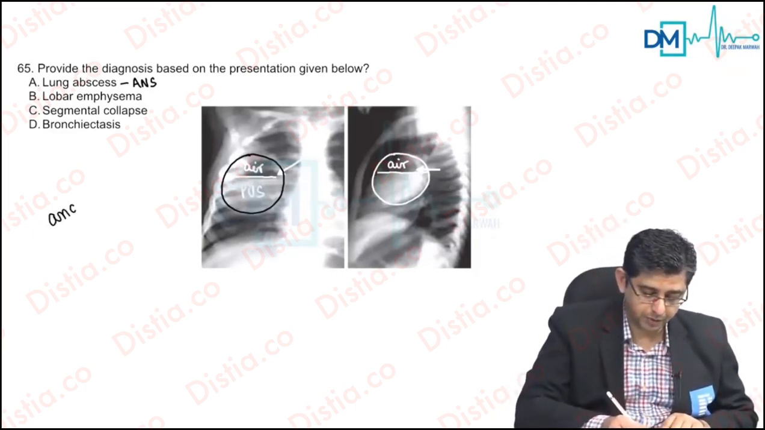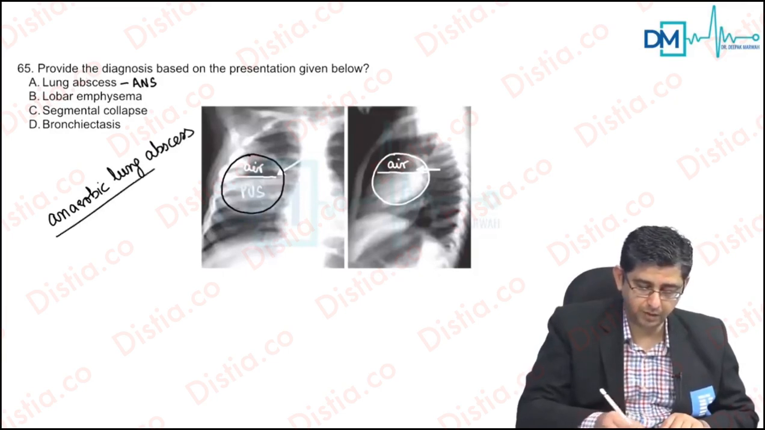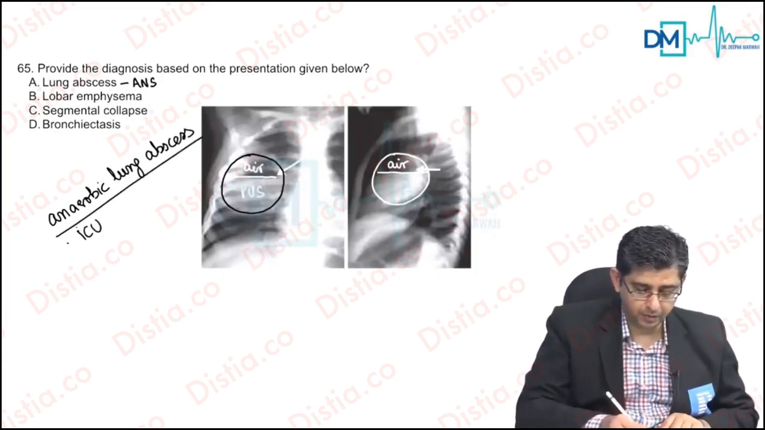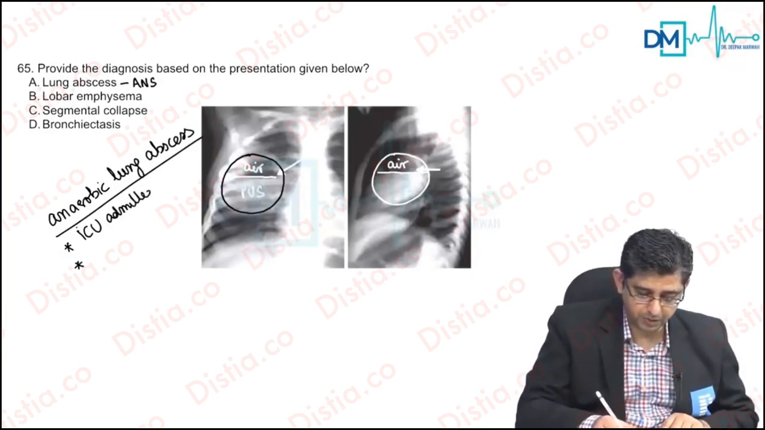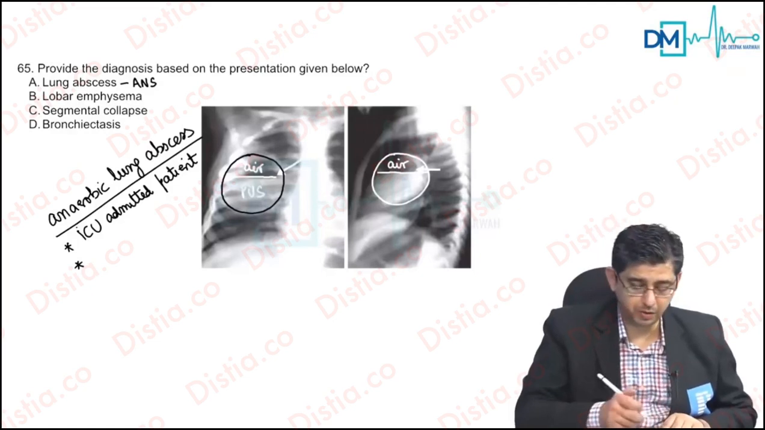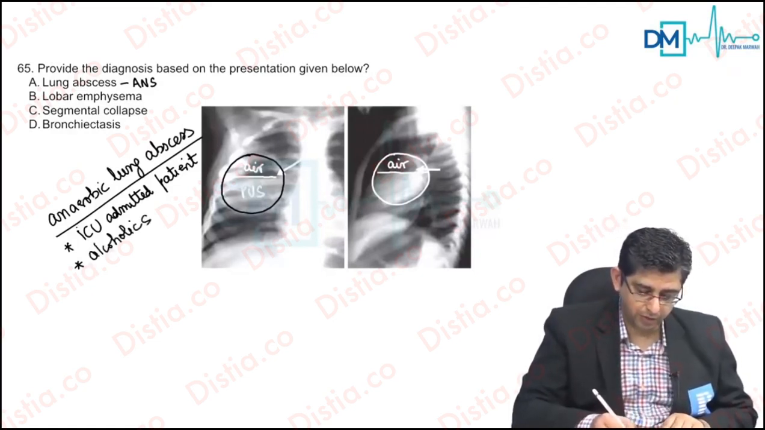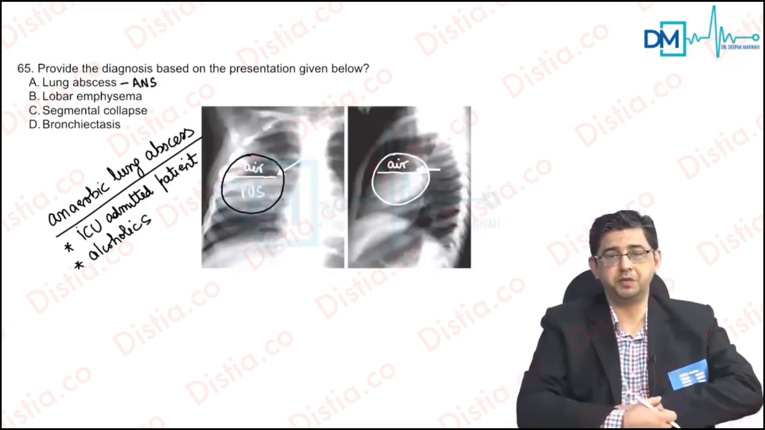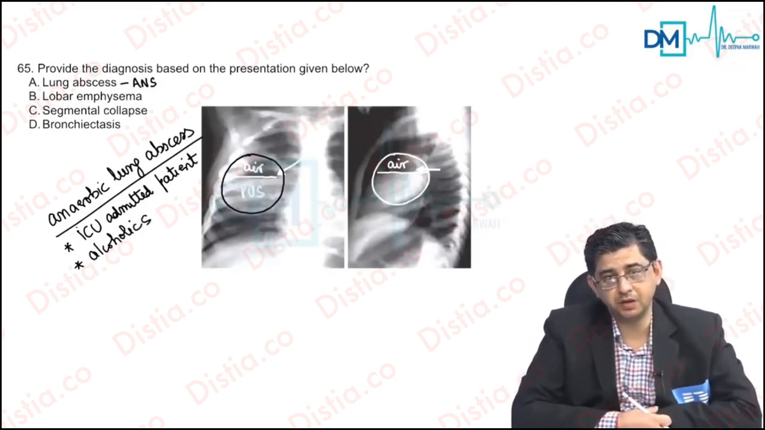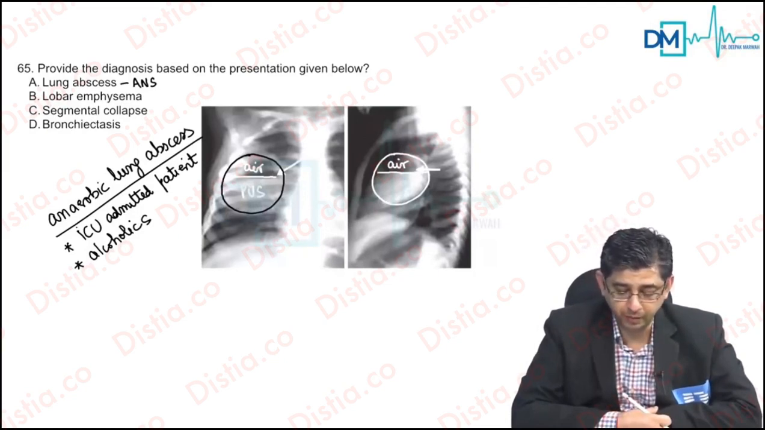Most common cause for lung abscess is anaerobic organisms. Anaerobic lung abscess is common in those patients who have impaired airway clearance. So ICU-admitted patients who are under neuromuscular paralysis and sedation will have impaired airway clearance. Anaerobic lung abscess would also be encountered in patients who have impaired airway defense, such as alcoholics. Binge drinking can contribute to impaired consciousness, and therefore they can have anaerobic lung abscess.